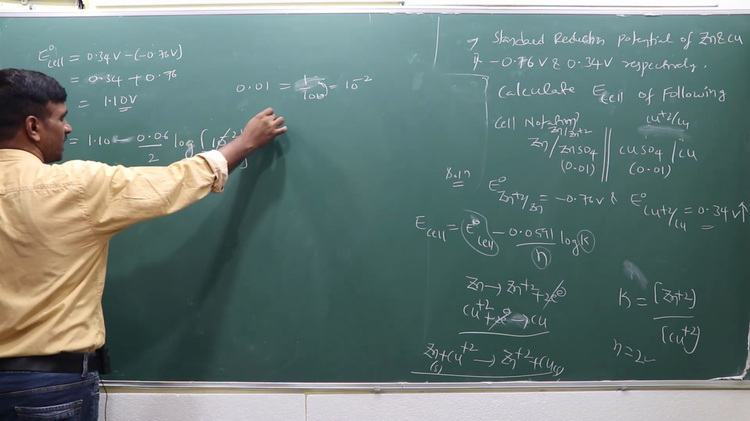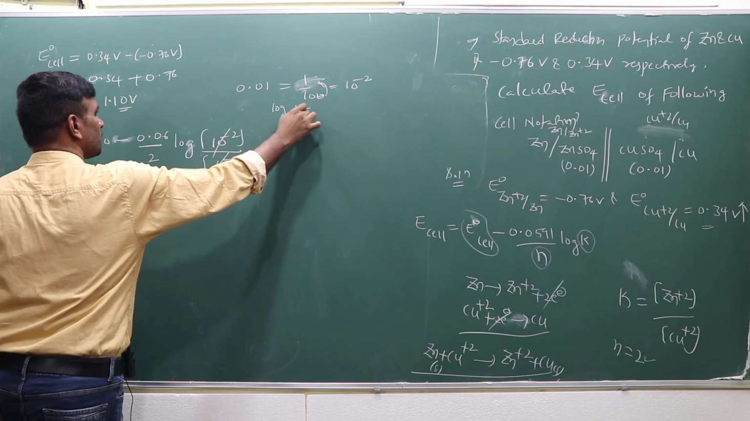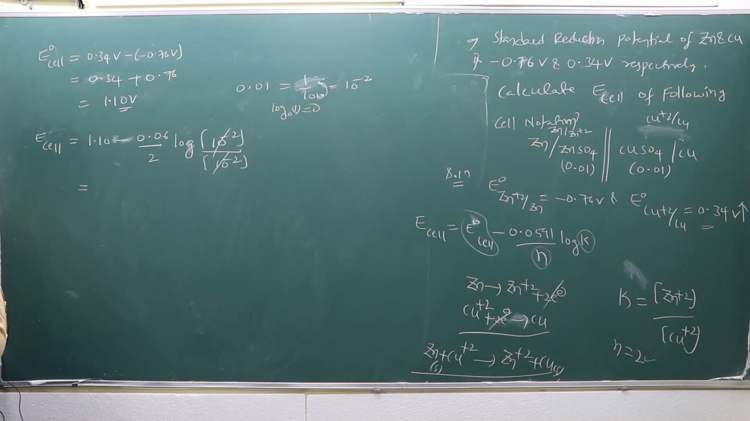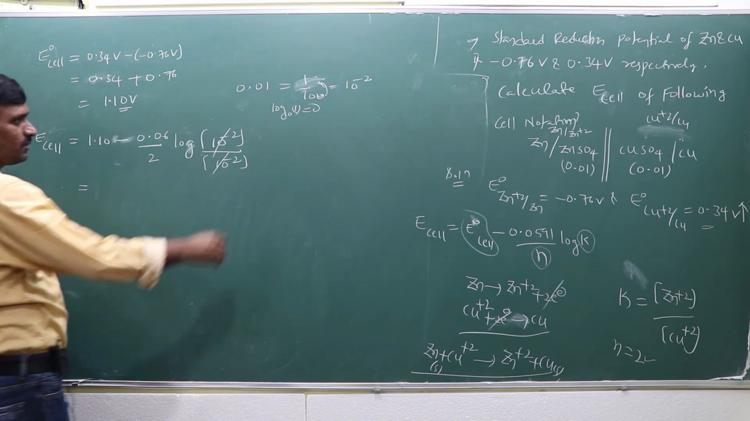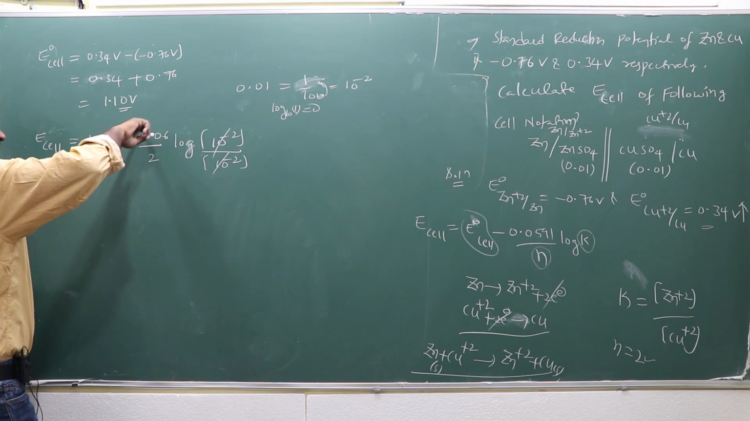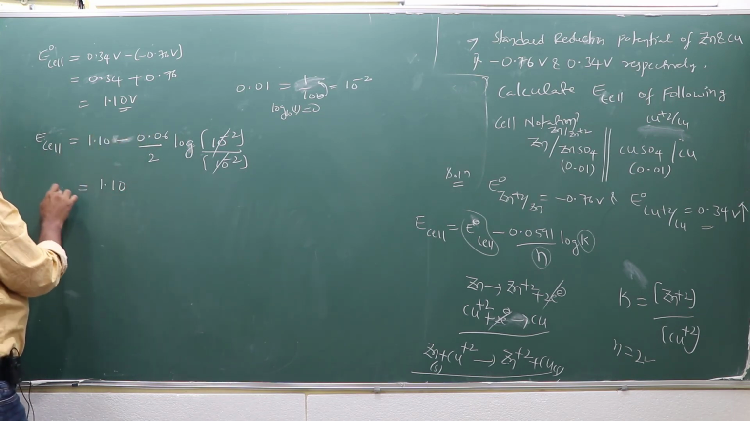Log 1, what is that value? Log base 10 of 1 is 0. When log 1 is 0, this whole term is 0. So what will be left? 1.10.